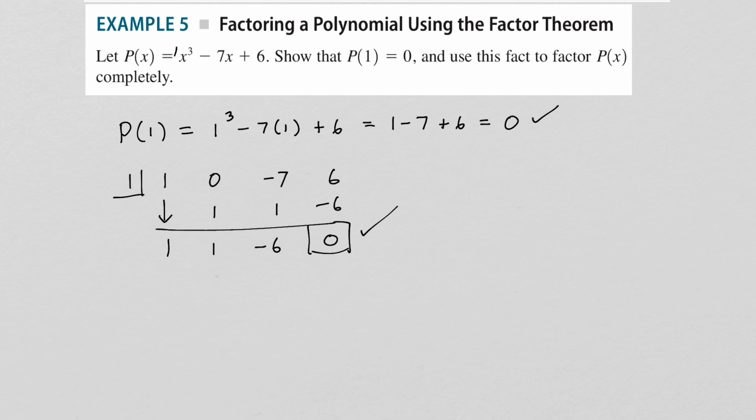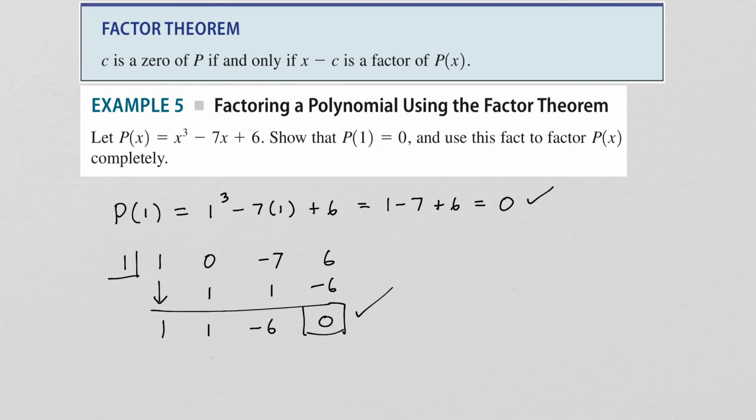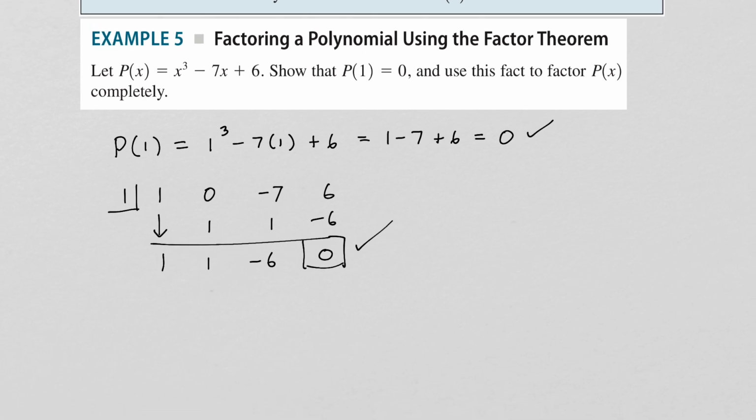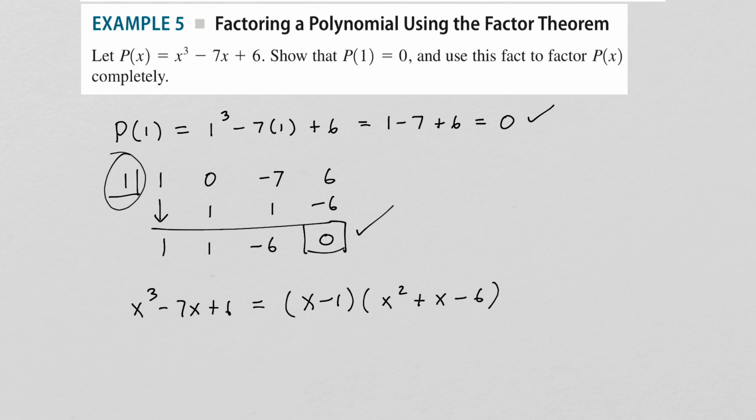We now know that x minus 1 is a factor of the polynomial, because the factor theorem says if the number 1 is a 0, then x minus 1 is a factor. So what does this mean? Well, it means the original polynomial, which was x cubed minus 7x plus 6, can now be factored into x minus 1 multiplied by 1x squared plus 1x minus 6. Of course, I'm just getting that from right here.